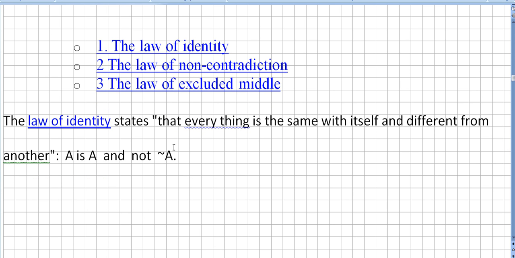The law of identity states that everything is the same with itself and different from another. This expression comes from Aristotle. For those very interested in the origin of these concepts, please read Metaphysics by Aristotle, chapter 4, what we call book 4. Those who read in English, the best is to read the translation of David Ross. There are other translations, but that one is the simple one.